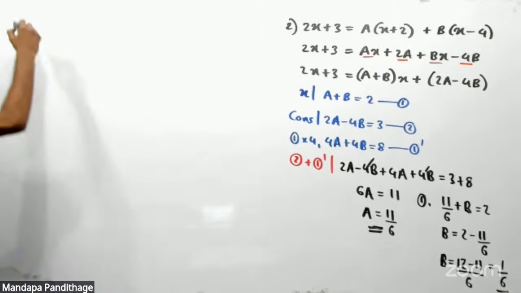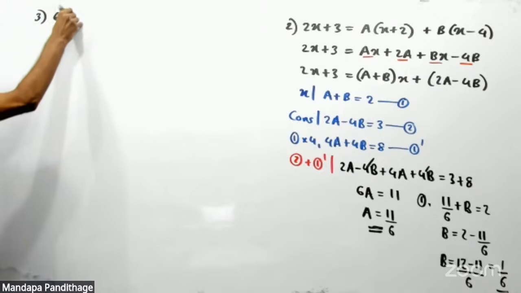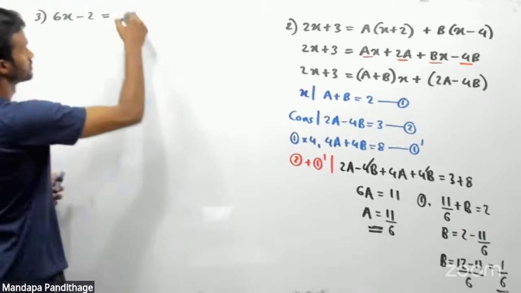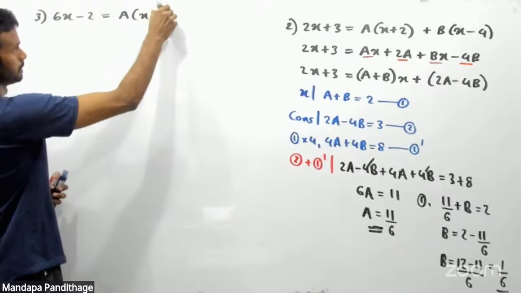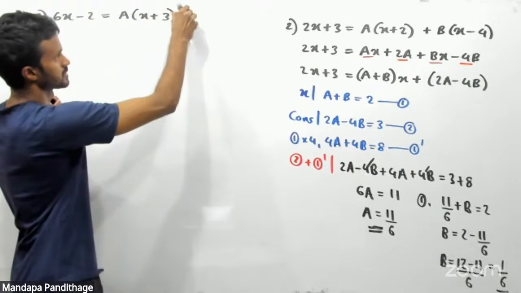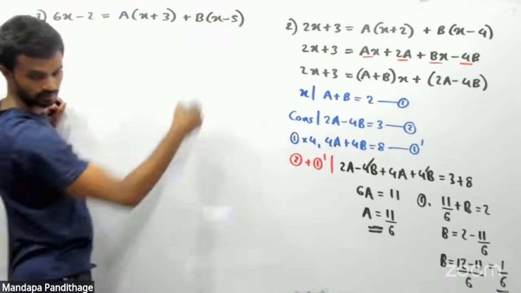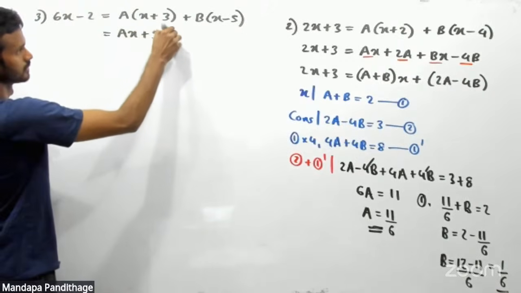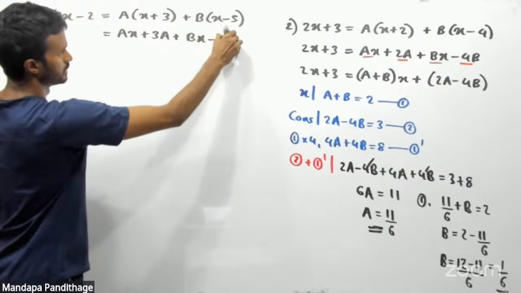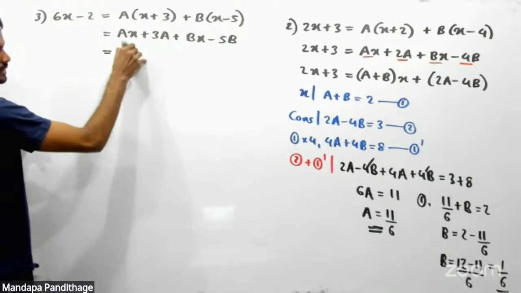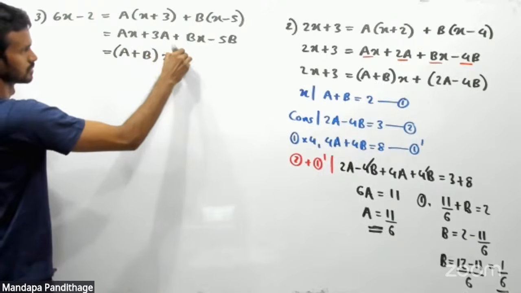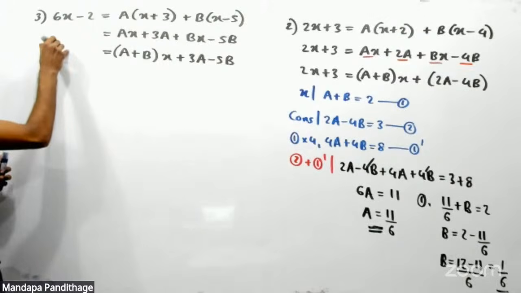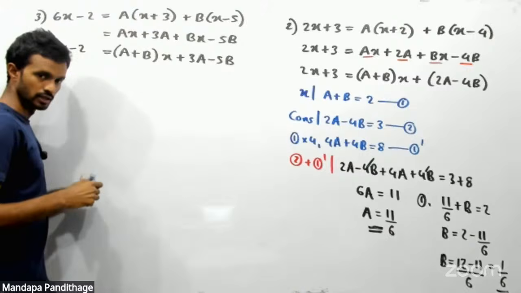Okay, I'll do question number 3 too. 6x minus 2 is equal to a times (x plus 3) plus b times (x minus 5). First rearrange this: ax plus 3a plus bx minus 5b. So then we have (a plus b)x plus 3a minus 5b. So this is equal to 6x minus 2, and then you equate the coefficients.